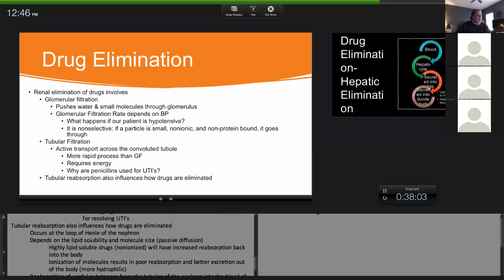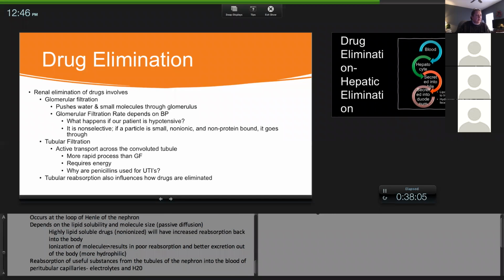Now, tubular reabsorption. There are notes about lipid solubility and passive diffusion, but basically, when you talk about reabsorption in the kidney, it's when the body wants to get something that's been pushed out in the glomerulus and move it from tubular filtrate back into the capillaries before it becomes urine, because once it's excreted, it's gone. So if the body wants anything back, it's going to have to absorb it.